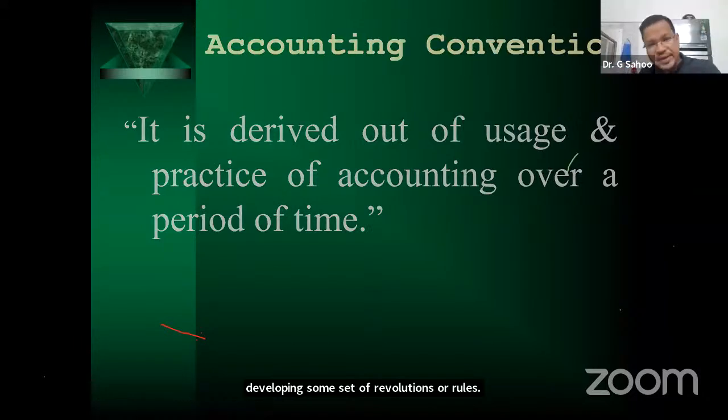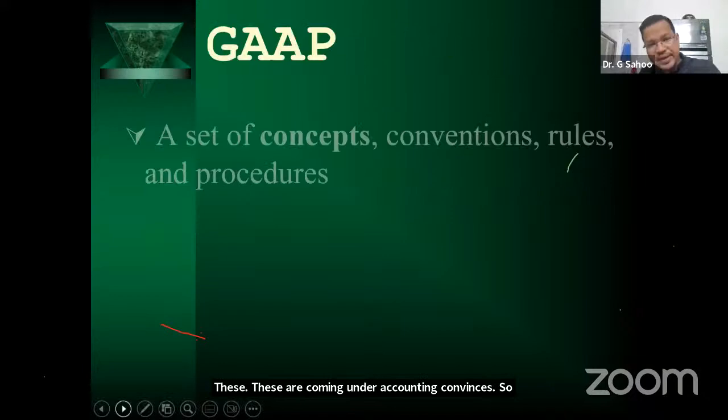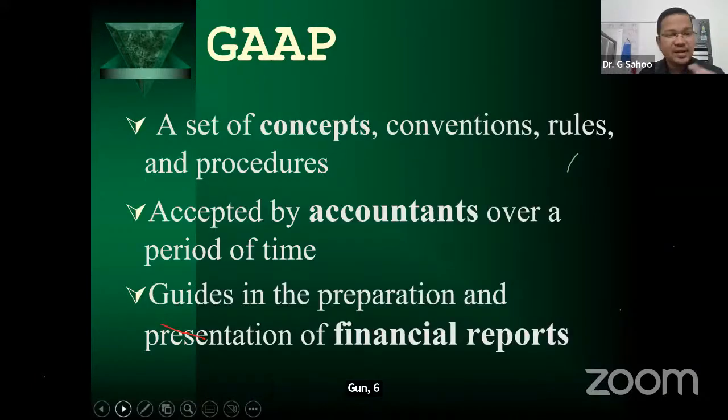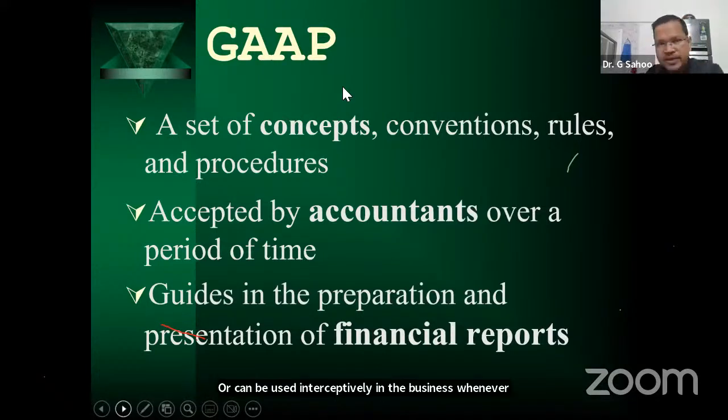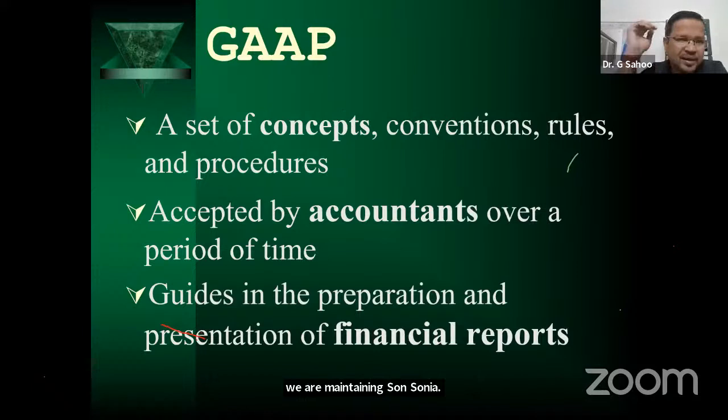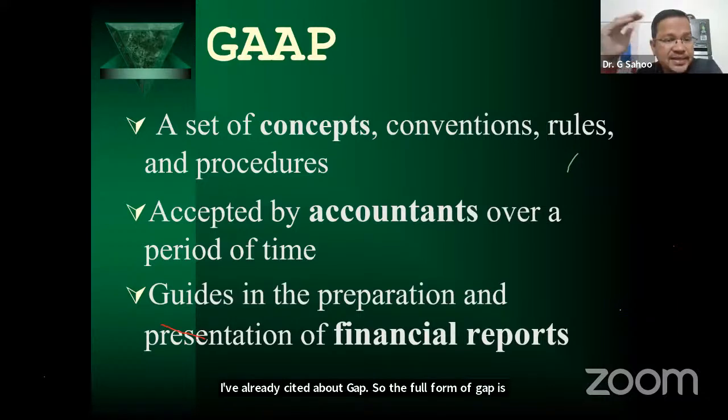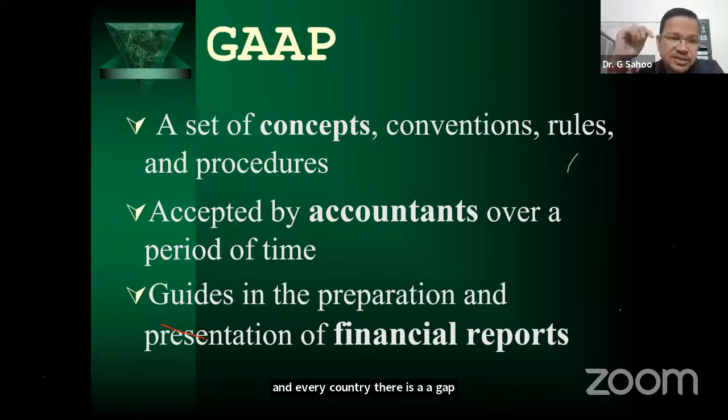So whether it is accounting conventions, accounting principles, or accounting concepts, all can be used interchangeably in the business whenever we are maintaining books of accounts. Here I have already cited GAAP. The full form of GAAP is generally accepted accounting principles. In each and every country there is a GAAP. In India, Indian GAAP is there. In USA, US GAAP is there.